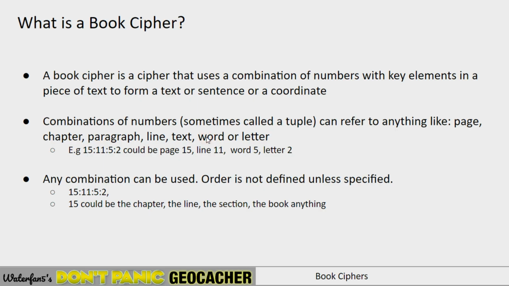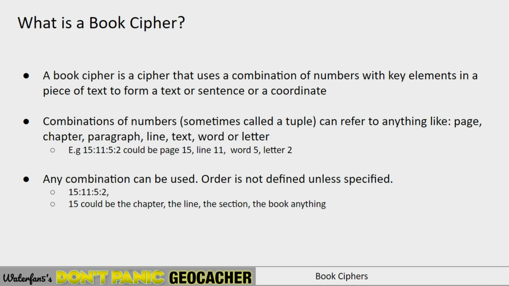So what is a book cipher? A book cipher is a specific cipher that uses a combination of key elements, and I'll explain in a second where that is, to kind of index into a text. So that means that it needs two things. It needs some numbers and it needs a text.